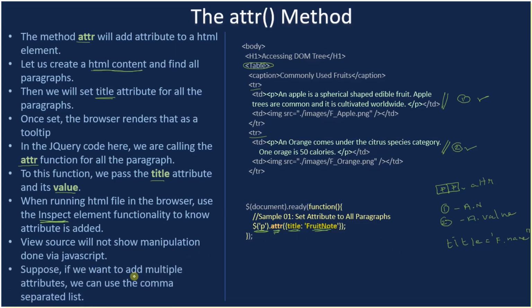Suppose we want to add multiple attributes, we can use a comma separated list. If you see, the attr method is taking the parameters in curly braces. The first one is the attribute name, then the syntax is to put a colon, and after that specify the attribute value. If you want multiple attributes like this, you can use a comma separated list, and that way you can specify multiple attributes.